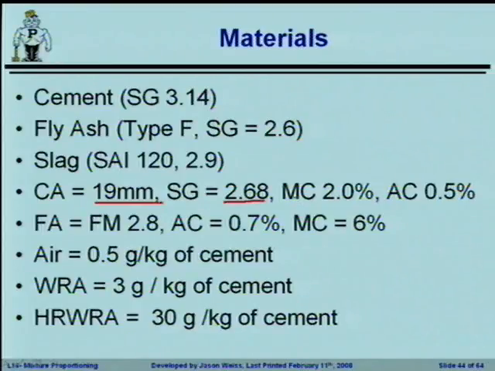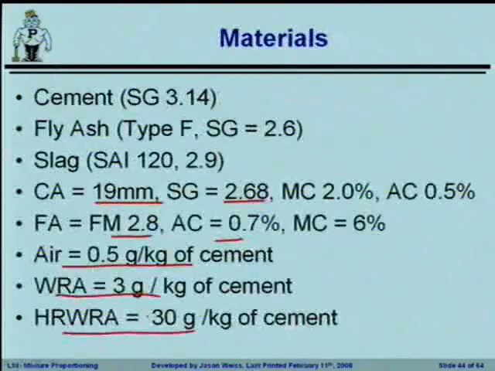Coarse aggregate, 3/4 inch aggregate, 2.68, is going to look exactly like what we saw in our previous example. The only difference is this is a more educated material because it's now in the metric system. Our fine aggregate is going to have a fineness modulus of 2.8, same as we saw in the previous case. Here we're going to want to use air, which is going to be 0.5 grams per kilogram of cement. Our water reducer, 3 grams per kilogram, and a high-range water reducer that would be used here being our 30 grams per kilogram. So I believe we talked a little bit a few lectures ago about using a water reducer and a high-range water reducer, or using multiple types of admixtures together.